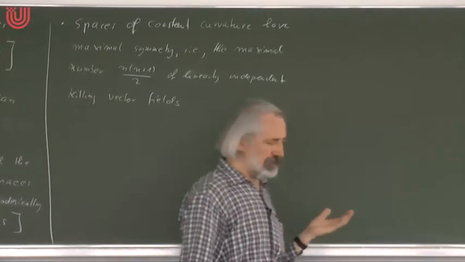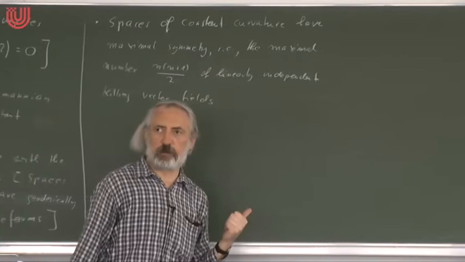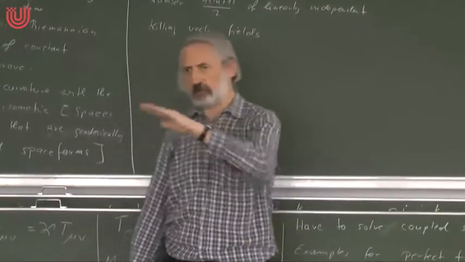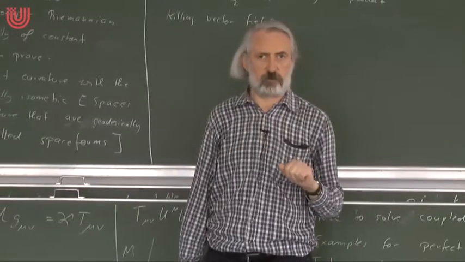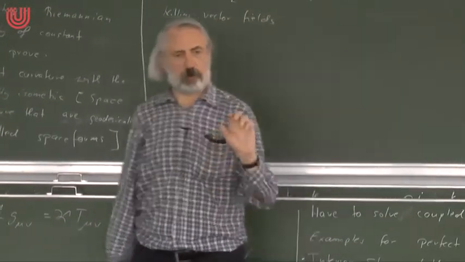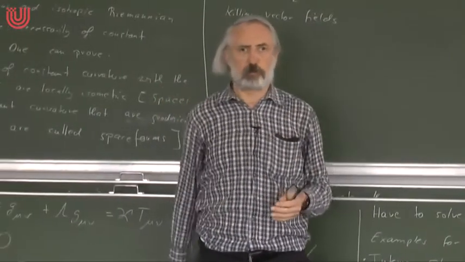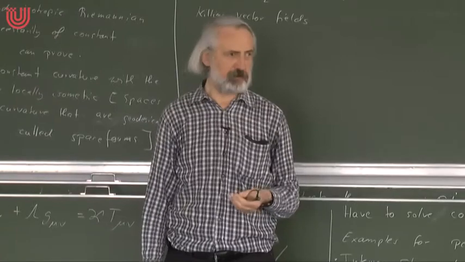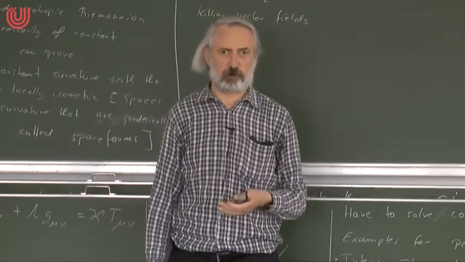Well, our idea is that the space is homogeneous and isotropic. Homogeneous means I can move in the 3 spatial directions and the space-time doesn't change. This gives 3 Killing vector fields. And isotropic means I can rotate about 3 independent axes. That gives again 3 Killing vector fields. 3 plus 3 is 6. That's the maximal number of symmetries.